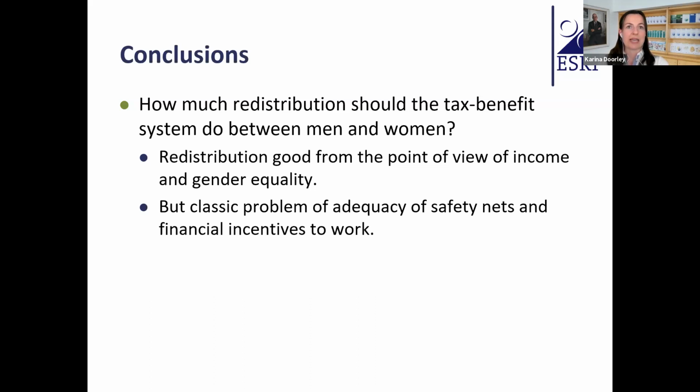So while the tax benefit system is doing some work in most countries at redistributing between men and women, I've been silent in all of this research so far on what the optimal level of this is. And I don't know that there's maybe an answer. It's probably something we'll leave to future research, but it's quite possible that the more redistribution the tax benefit system does between men and women, the lower the incentives are for secondary earners, so for women to work.